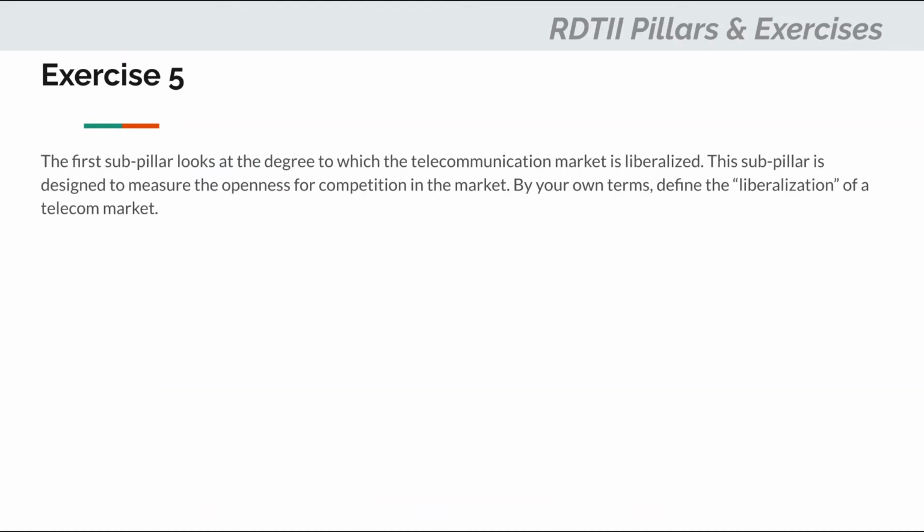Exercise question for the fifth pillar. The first subpillar looks at the degree to which the telecommunication market is liberalized. This subpillar is designed to measure the openness for competition in the market. By your own terms, define the liberalization of a telecom market.